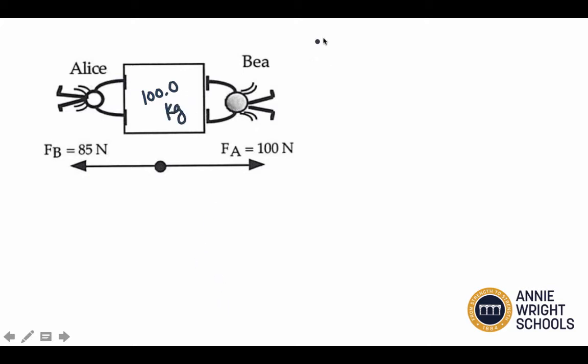Now, Bea is pushing this with a force of 85 newtons, and Alice is pushing this with a force of 100 newtons. And it should be pretty obvious that Alice is pushing this with a net force of 15 newtons to the right. 85 newtons is canceled out with 85 of these, leaving 15 in that direction. So that's the net force. That's the sum of the forces, thinking of this as a negative 85 and this as a positive 100. So we just found the net force.